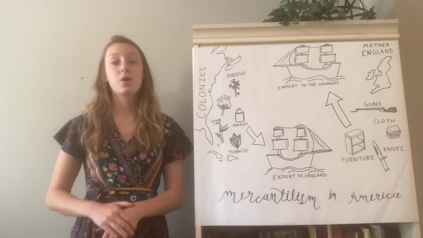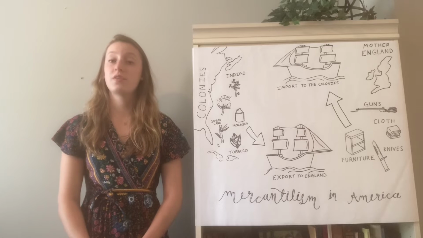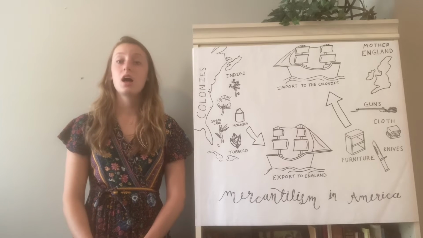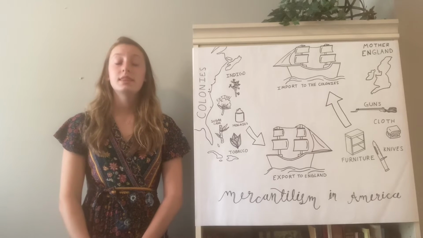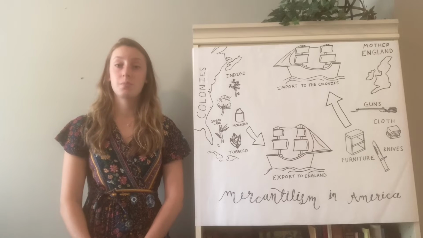All raw goods, no matter where in the colonies they were produced, were to be exported to England, where they were manufactured into products to be traded, ensuring revenue for the crown. Colonists were prohibited from trading with anyone other than the English. This system provided a monopoly on trading and retained wealth within the English Empire.